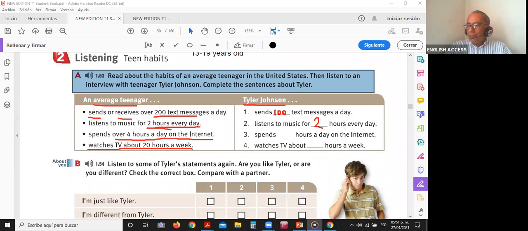Tyler Johnson: Music for 2 hours a day? I don't know. Actually, I only listen when I'm on the bus or train, and that's about 2 hours every day. So I think I listen to music about 2 hours a day.